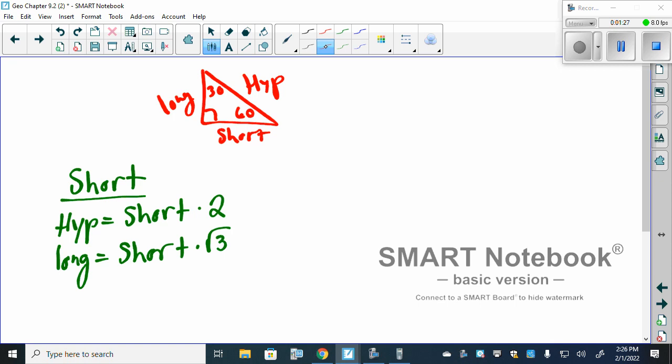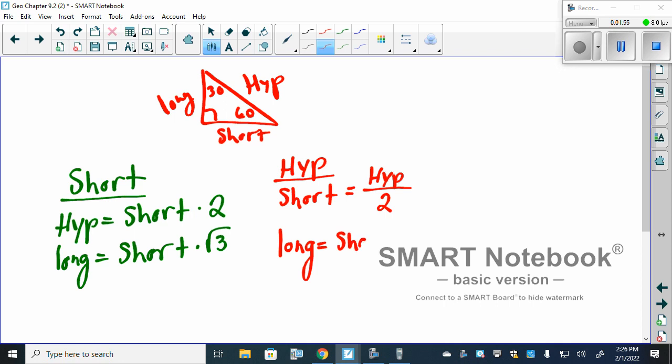The next type that we had was if we were given the hypotenuse to start with. And if we were given the hypotenuse to start with, we needed to find the length of the short side. And that worked out to be the hypotenuse divided by 2. Because if we take the length of the hypotenuse and divide it by 2, we get the short side, the side opposite 30 degrees. Then to get to the long side, we would take the short side length and multiply it by the square root of 3.